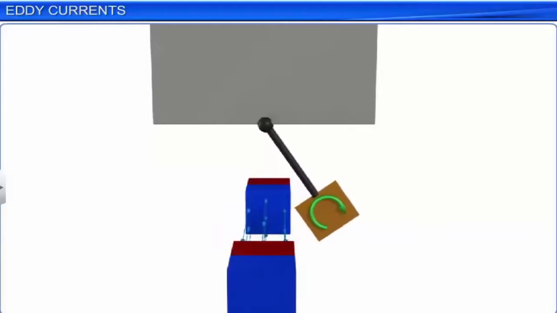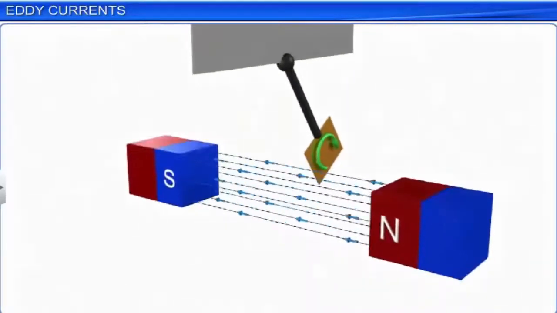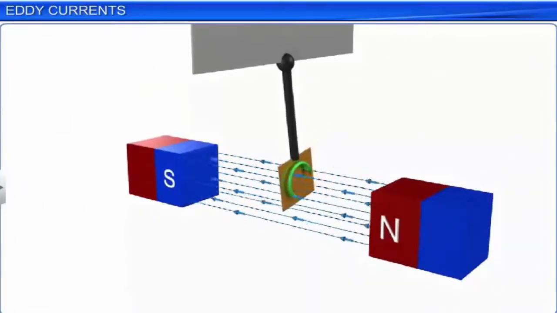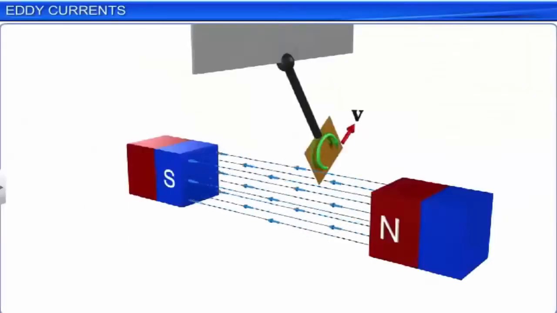As the plate leaves the magnetic field, the external magnetic flux through the plate decreases. Hence, again as per Lenz's law, the induced current must provide a magnetic south pole on the surface of the plate facing the north pole of the magnet. This is quite opposite to the case when the plate enters the magnetic field.